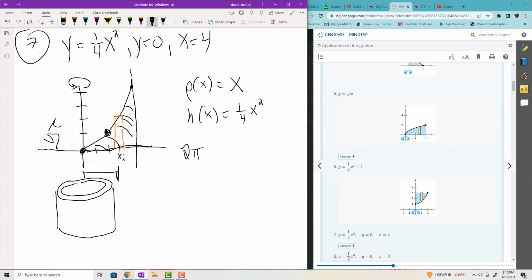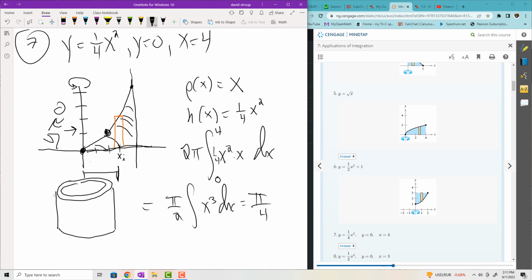Our Riemann person is going in this direction this time, collecting all of those volumes. So I'm going to go from 0 to 4, and then it's 1/4 x squared times x dx. And from there, it's just computation. So factor out the constant. x squared times x is x cubed.